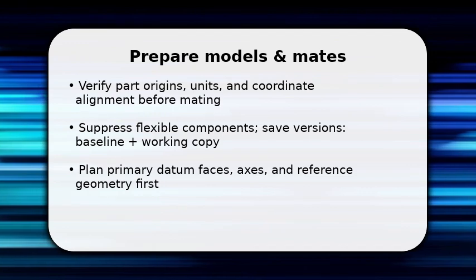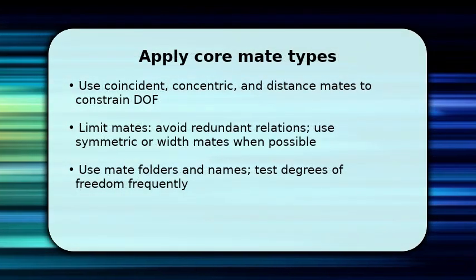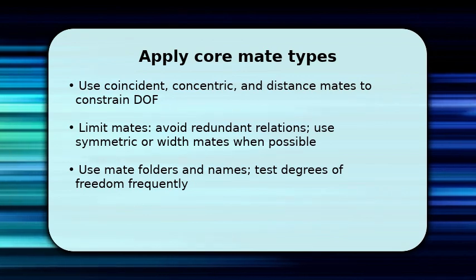As you move into mating, use simple coincident or concentric mates first to lock core degrees of freedom, before adding constraint. Now you apply core mate types and test motion as you go. Start with coincident and concentric mates on primary datums to remove translation and rotation where needed. Then add distance or angle mates for precise offsets. Make sure to avoid redundant mates by checking the degrees of freedom display. Redundant constraints cause solver errors.